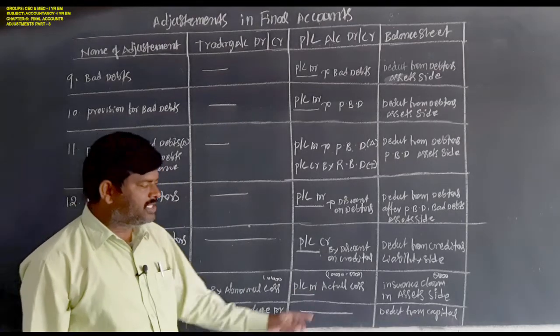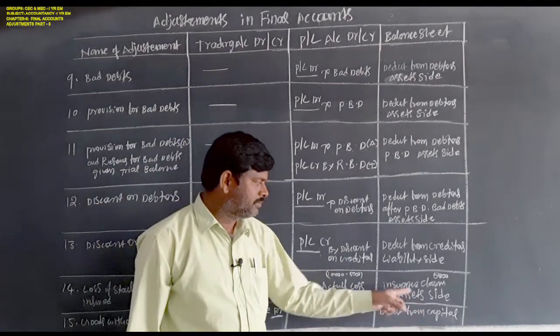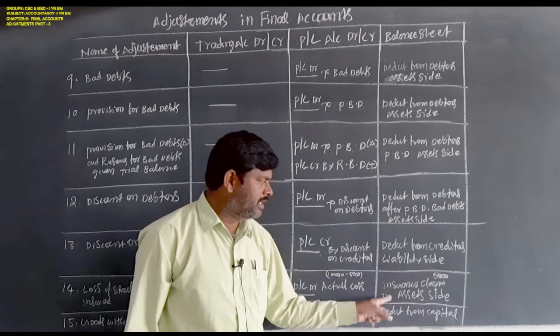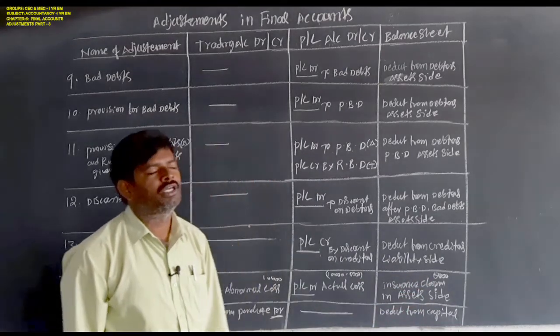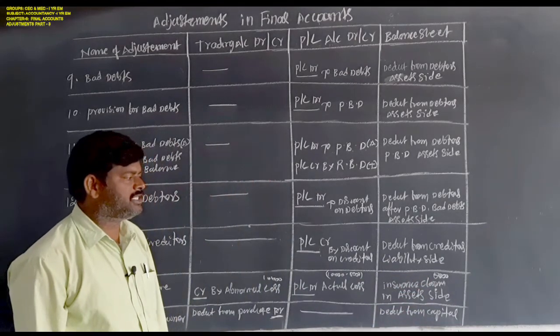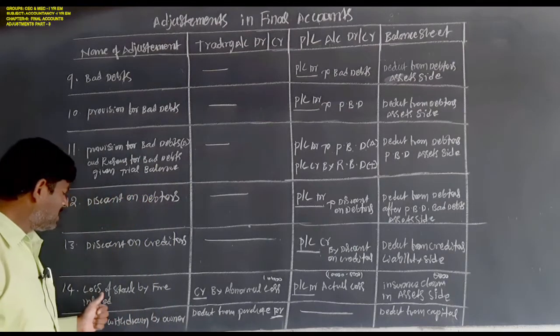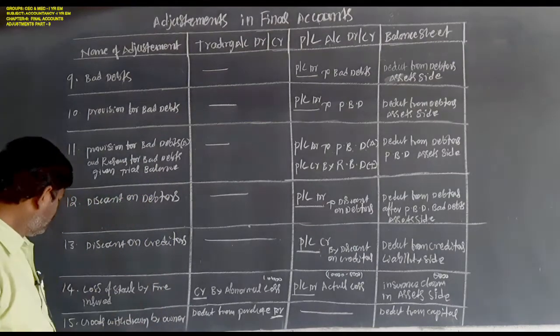So what about the insurance claim amount? The insurance claim must be shown on the asset side of the balance sheet. This is about loss of stock by fire.